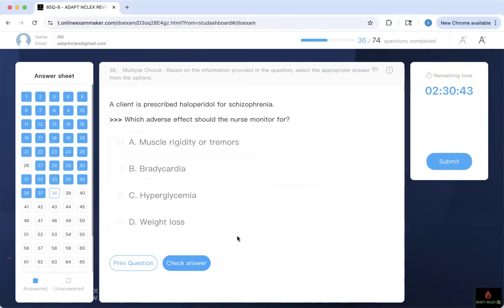Which adverse effect should the nurse monitor for? A client is prescribed allopurinol for schizophrenia. Pharmacology. What do you think? Muscle rigidity or tremor, bradycardia, hyperglycemia, and weight loss. What do you think? The major side effect of allopurinol is what? NMS and EPS, neuroleptic malignant syndrome and extrapyramidal side effects. Therefore, which one would you think is dangerous? Not bradycardia.